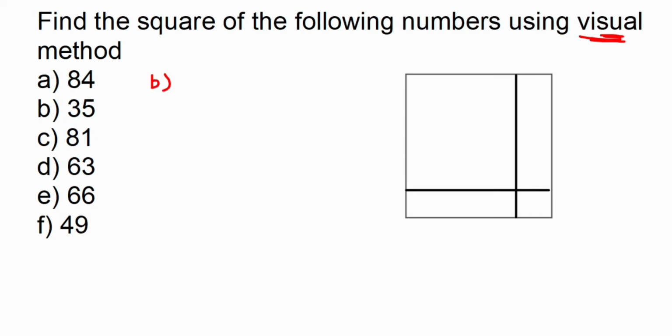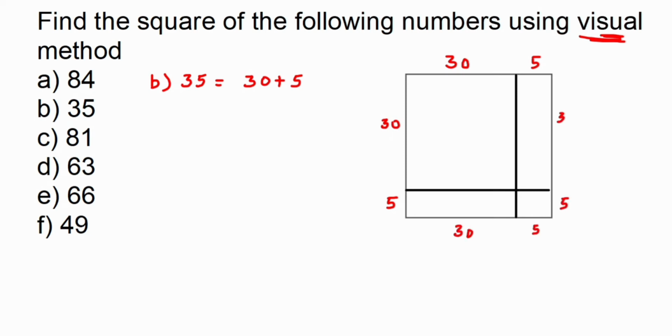Now 35 can be written as 30 plus 5. Here I'm going to take this part as 30, the larger one, and the smaller part will be 5. So on the other side also this will be 30 and this will be 5. Remember, when you add the entire length, it's 30 plus 5, which is 35. So the side of the square will become a complete 35. So let me write down everything. So this is again 30, and this is 5, this is 5, and this is 30.